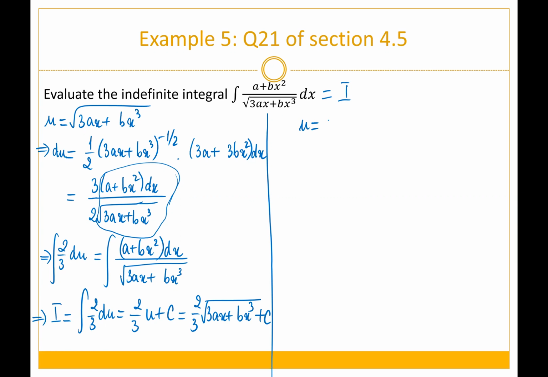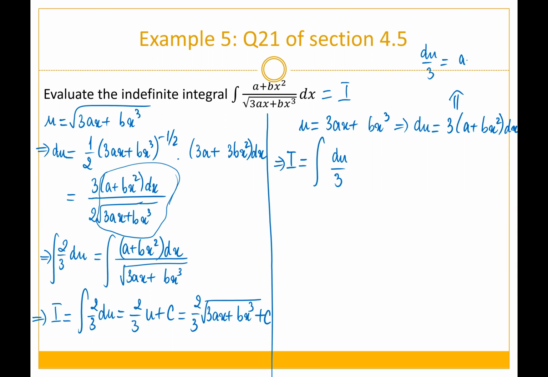Another one, if you are not really familiar with this yet, there's one other thing you can do. Du is going to be (3a plus 3bx squared) dx. So your I right now is not going to be as simple as this one, but still you can change something. So here you're going to have du over 3. So I would write one more thing: du over 3 is going to be (a plus bx squared) dx. Remember the dx here, do not throw it away, because usually I think in the exam you throw it away.